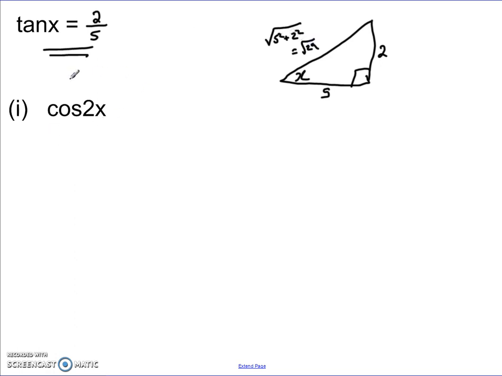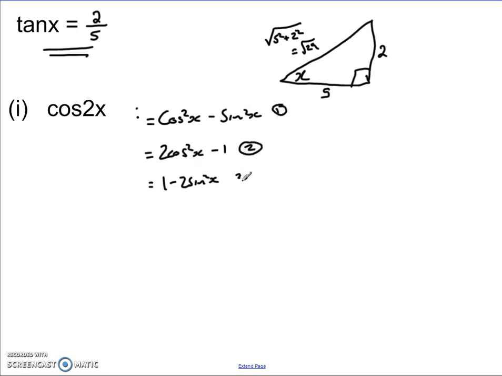Now, cos 2x has three different expansions we could use. We know cos 2x can be written as cos squared x minus sin squared x. It's also equal to 2 cos squared x minus 1, or 1 minus 2 sin squared x. We should be able to use any of these three and still get the same answer. So let's label them 1, 2, and 3, and make sure that works.